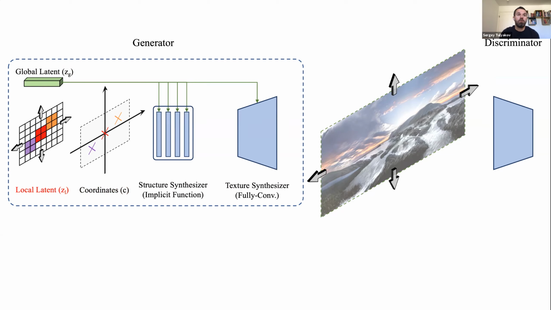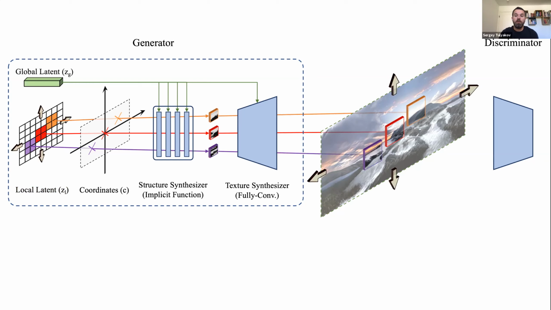So given these local latents and coordinates, the structure synthesizer can generate local structures. Again, they're independent. And then the texture synthesizer can generate small patches. We can query the implicit function and generate the local latents as much as we want, so we can spatially extend them as much as we want. Therefore we can generate actually very large, even infinite resolution images.